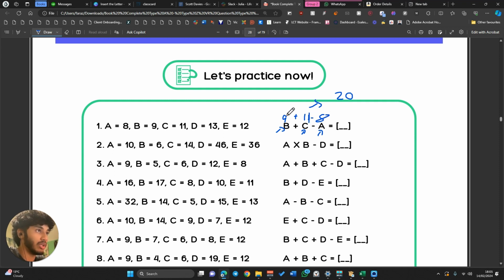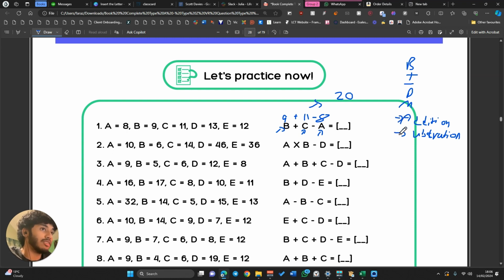So following usual BIDMAS rules, let me just explain this. So BIDMAS, most of you all know, you can see addition comes before subtraction, but in reality the order of this is a bit of a hoax.